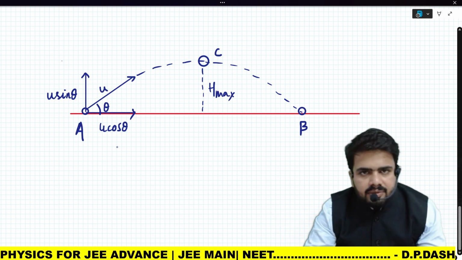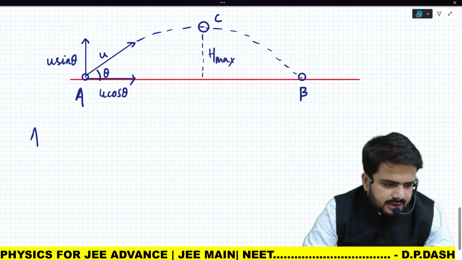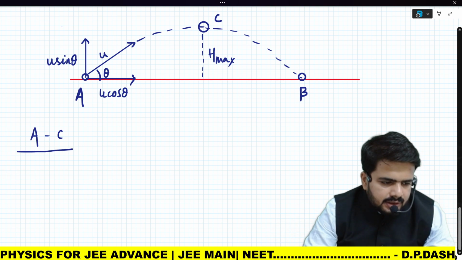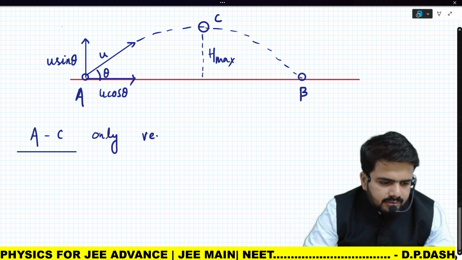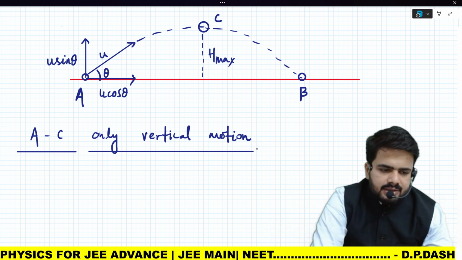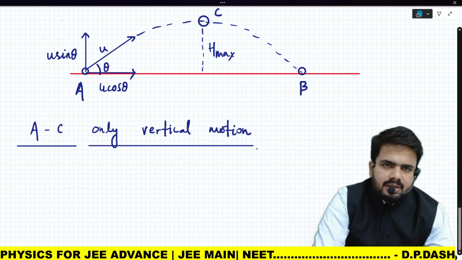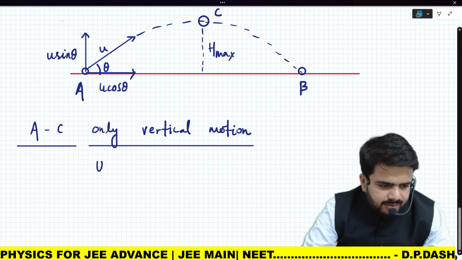So when we consider our journey from A to C, let us consider only the vertical motion. Let's see what happens in vertical motion. Here I can say that the initial velocity along vertical is u sin theta.